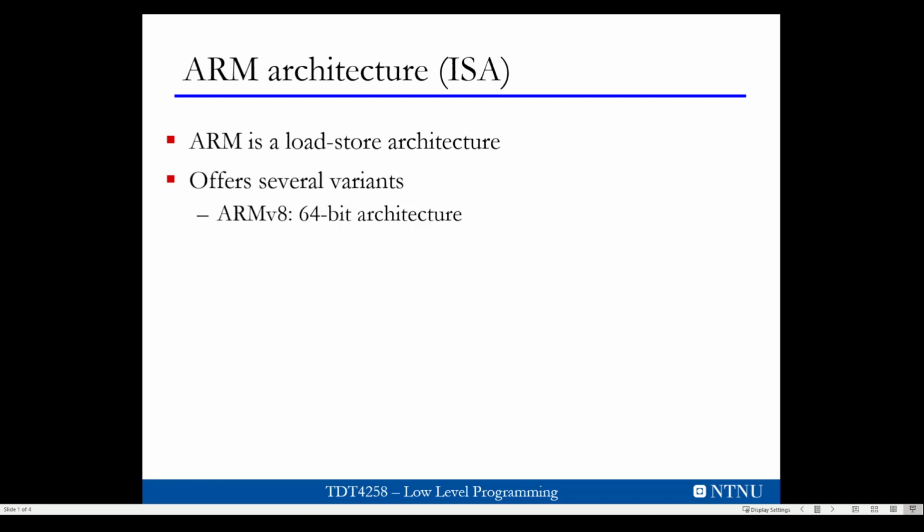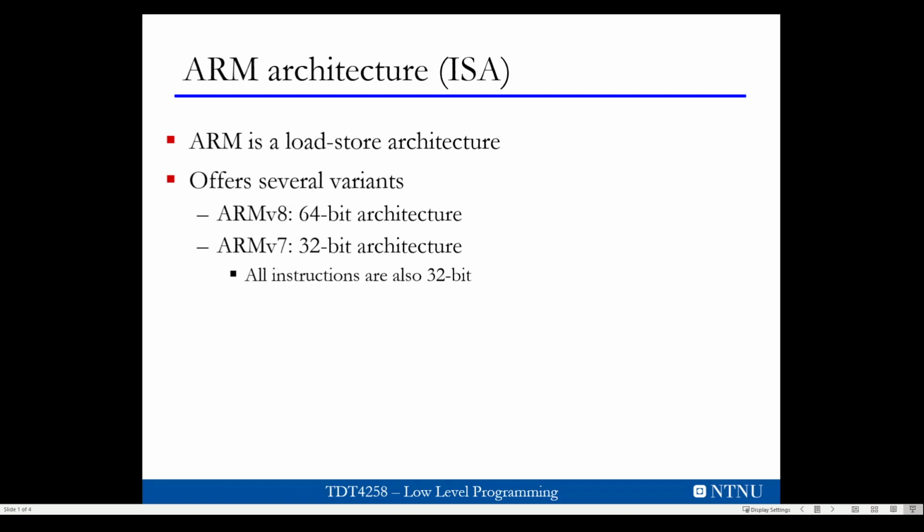ARM offers multiple variants of its ISA. Their latest version is ARM v8, which is a 64-bit architecture. A 64-bit architecture means that the majority of instructions operate on 64-bit operands. For example, the operands for an add instruction are represented using 64 bits. The earlier version was ARM v7. It was a 32-bit architecture, which means the operands were 32-bit wide for the majority of instructions.